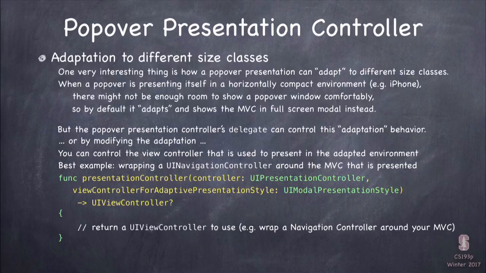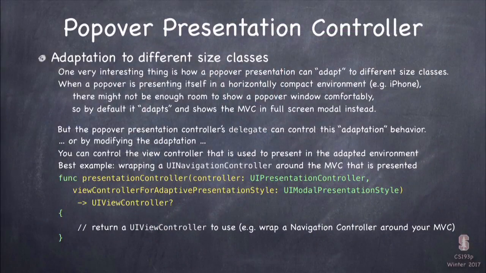I mean, I could put the cancel button somewhere inside my view controller and then just take it out when I'm on iPad, iPhone, or whatever. But maybe what I want to do is have it be in the navigation bar of a navigation controller, but again, only when I'm adapting. And so this will let you do that.